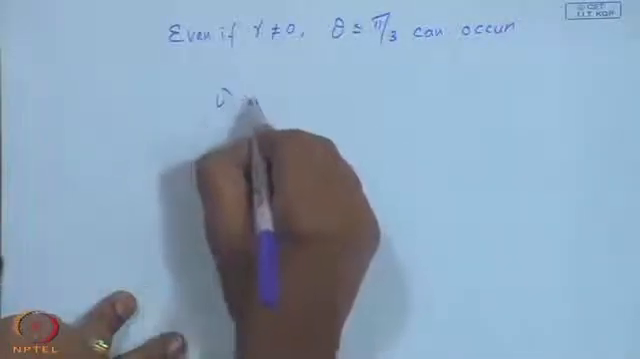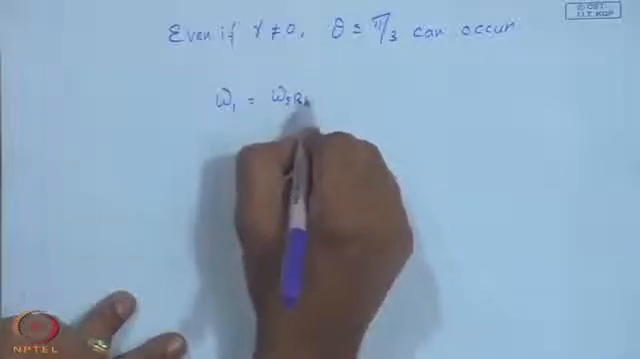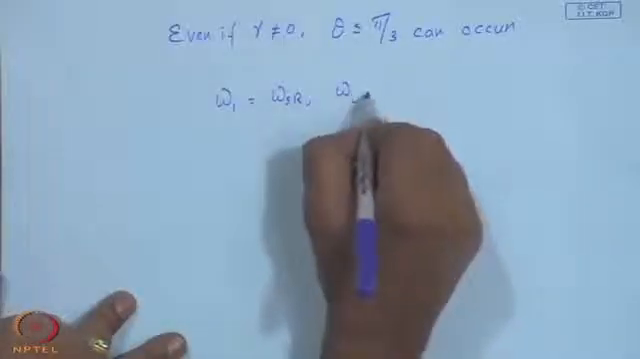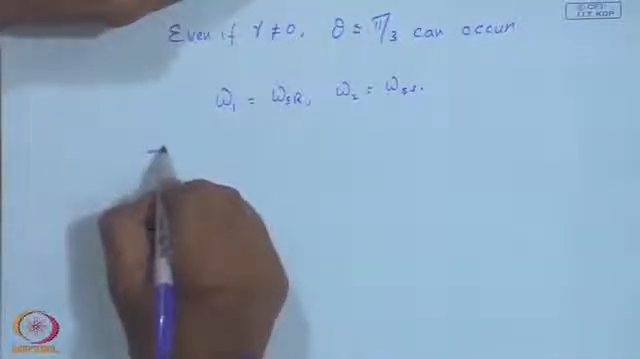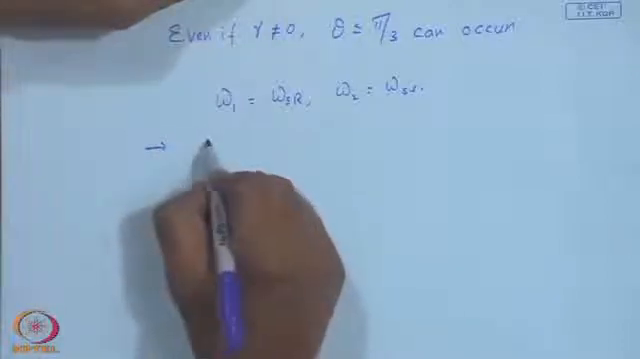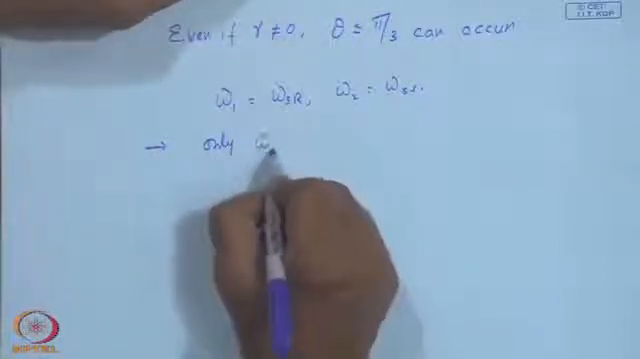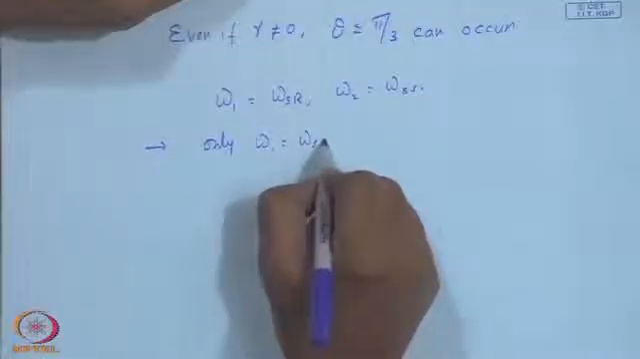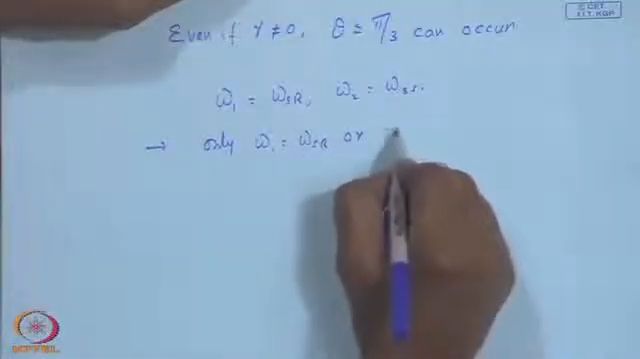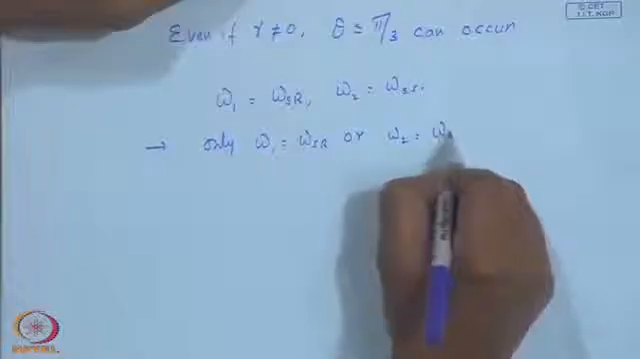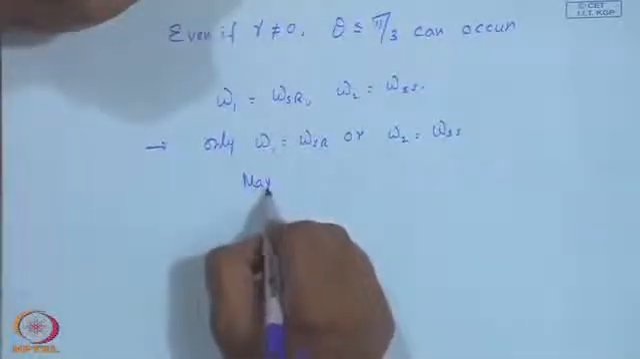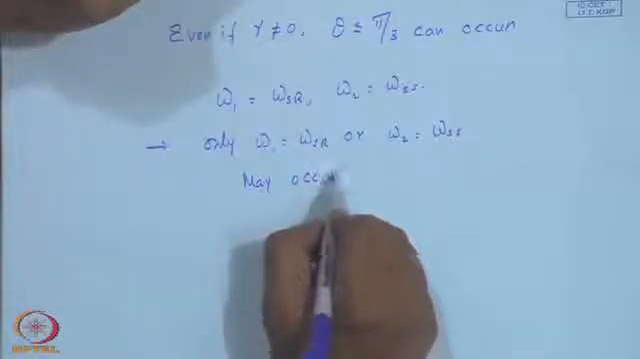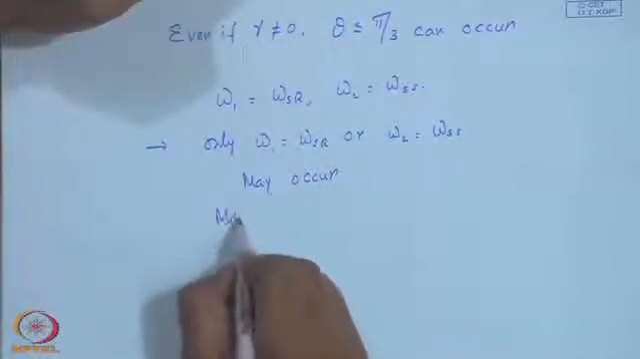So, we do this, and it is equally possible that only omega 1 is equal to omega s r, or omega 2 is equal to omega s s, and may occur, may not be both.